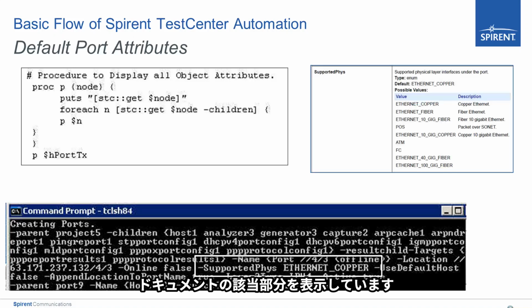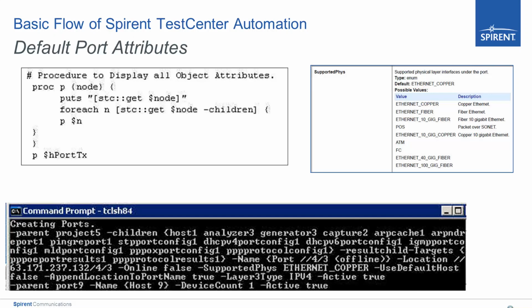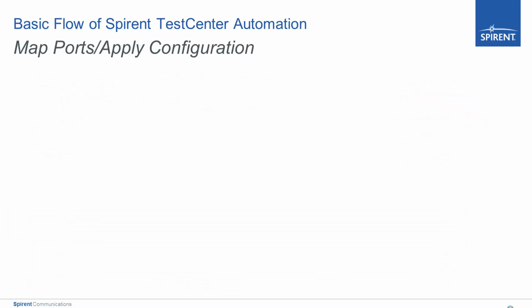Also displayed on the right side of the screen are the supported physical interfaces from the documentation, and you'll notice the default is Ethernet copper. Now, if we wanted to specify something like Ethernet fiber or Ethernet 10 gig fiber, we would have to specify that when we created the port, or later we could configure the port and change that value. Just wanted to show you that even though you did not specify a value, one was specified for you automatically utilizing the default attributes of the objects.